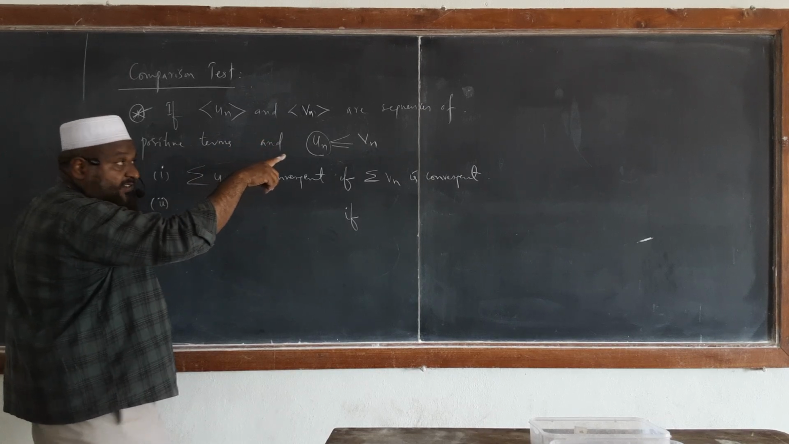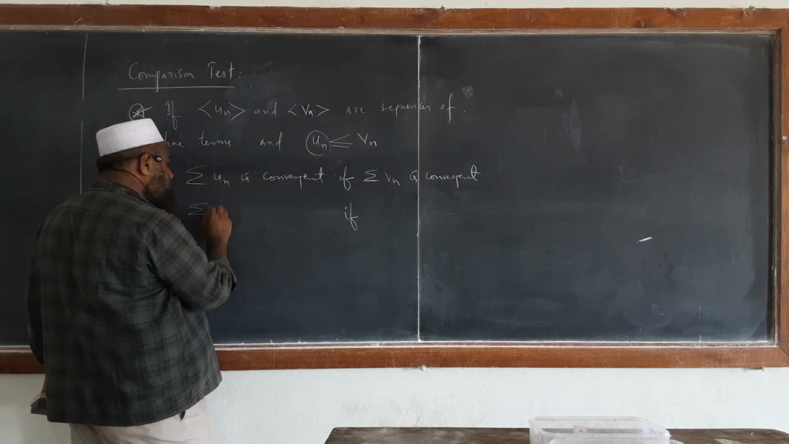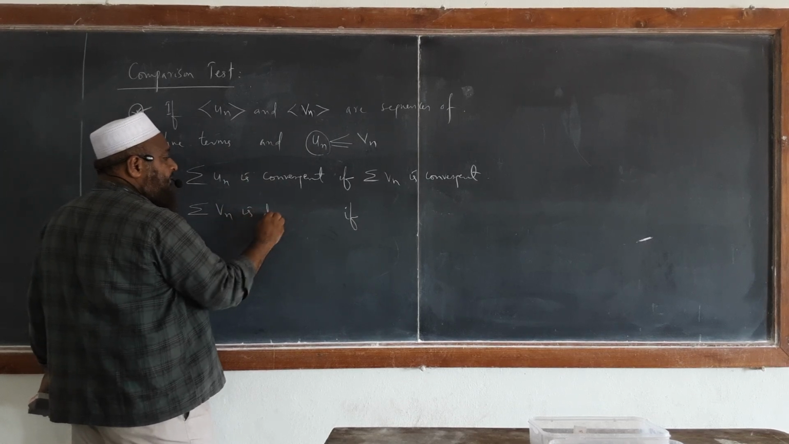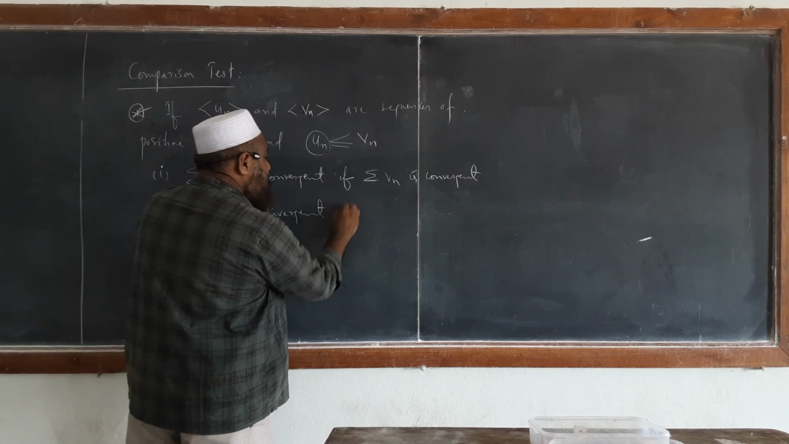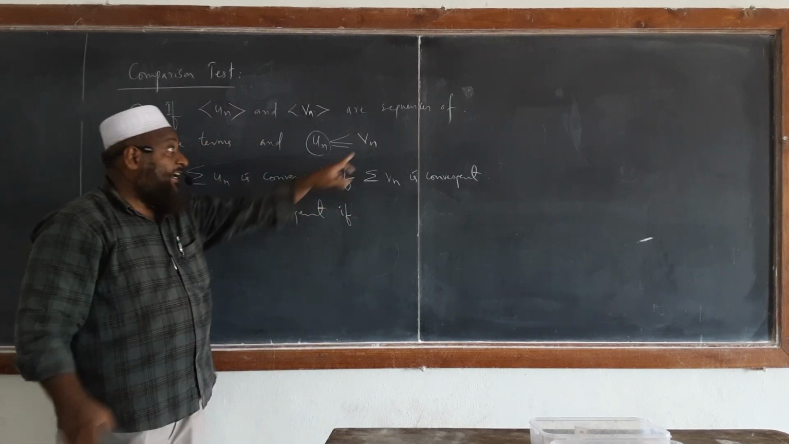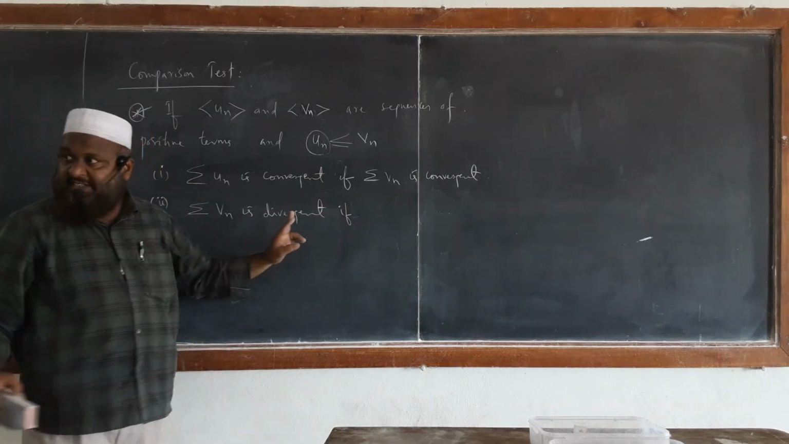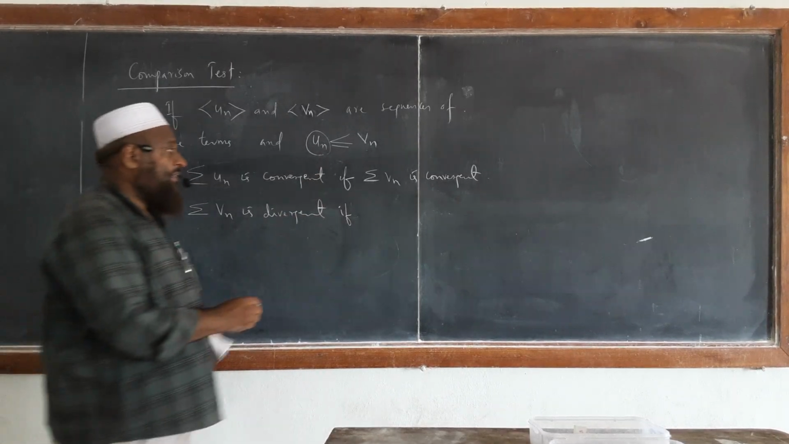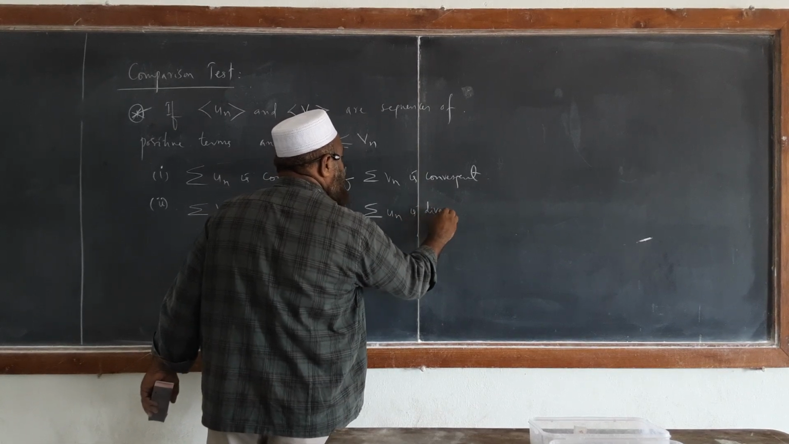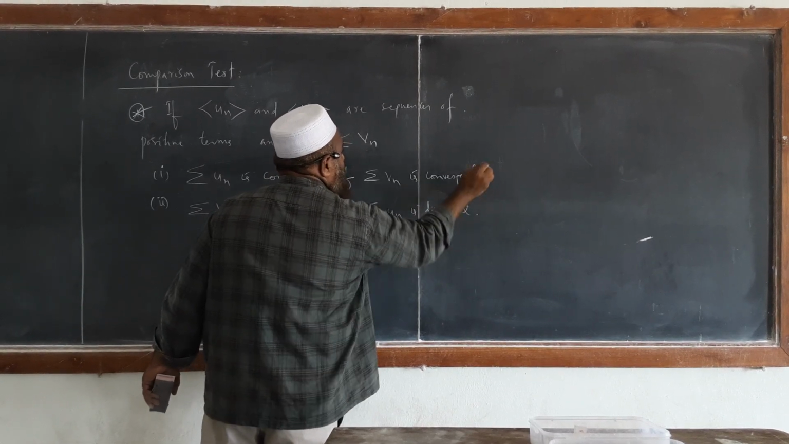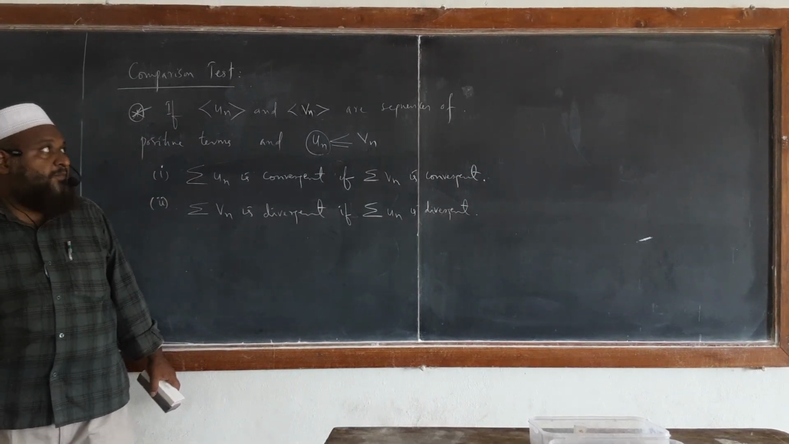If sigma Vn is convergent, then this is convergent. So sigma Vn is divergent if, the bigger one is divergent if the smaller one is divergent. So sigma Vn is divergent if sigma Un is divergent. I hope you are all clear up to here.